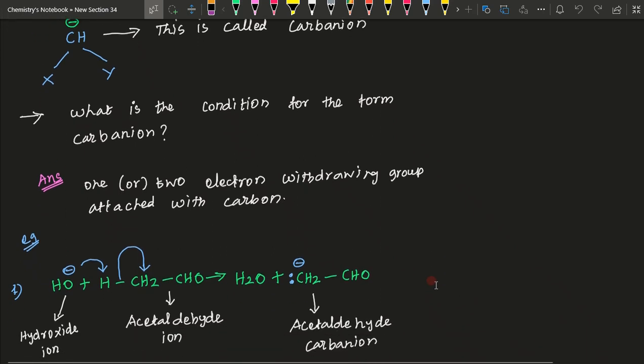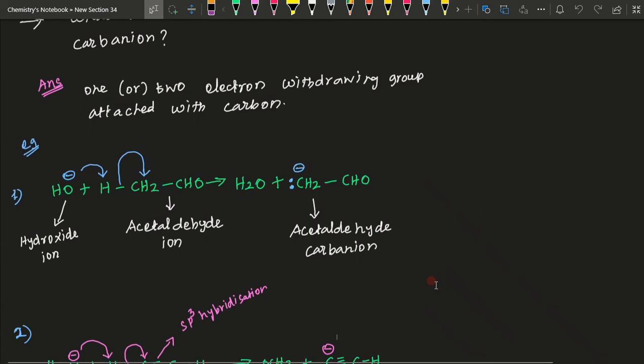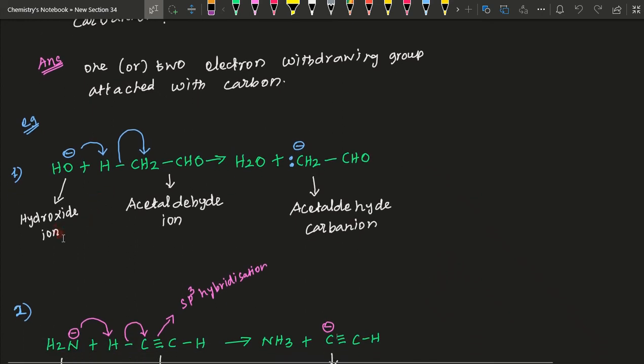For example, see the example. This is the hydroxide ion. This hydroxide ion is pulling the electron from hydrogen. Again, this carbon is pulling the electron from this bond.